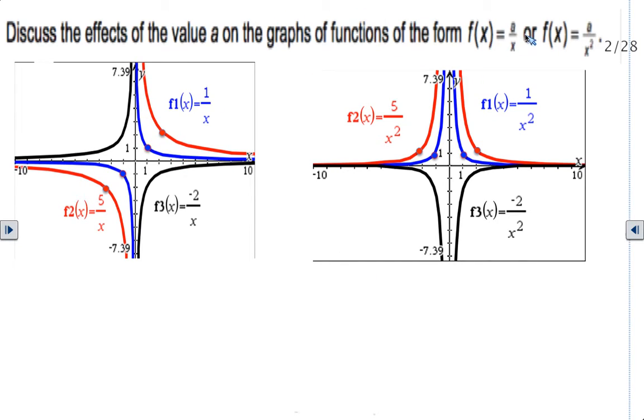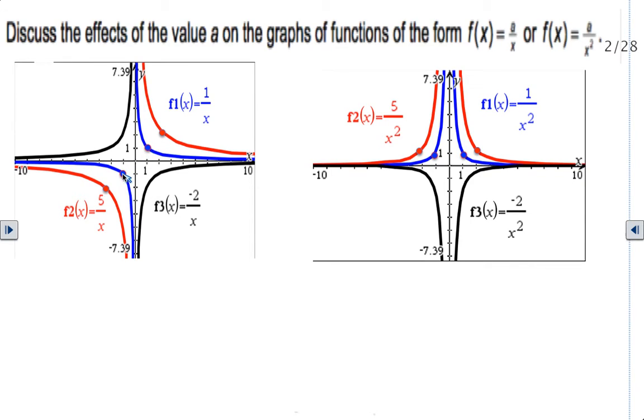You'll notice that your a value with the rational function is going to be in the numerator. So notice my blue graph has an a value of 1. So that's the standard form in both of these. This is where the original parent function is. If your a value is greater than 1, let's say it's 5, notice these points, the dots here and here, they get farther apart the bigger your number gets here. Now, you can't just draw a line between these two and say the distance is 5. It's not always going to be the case.